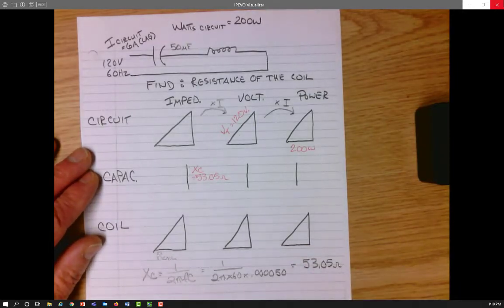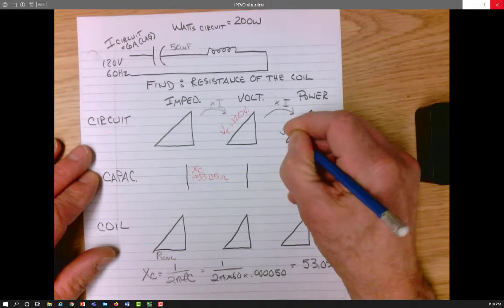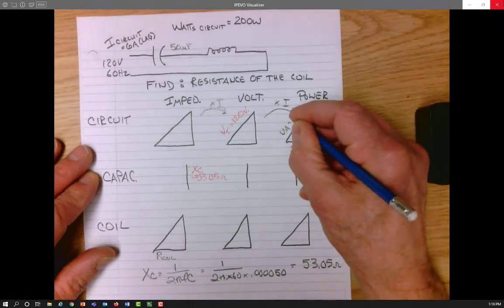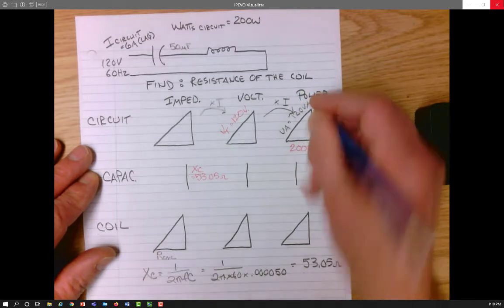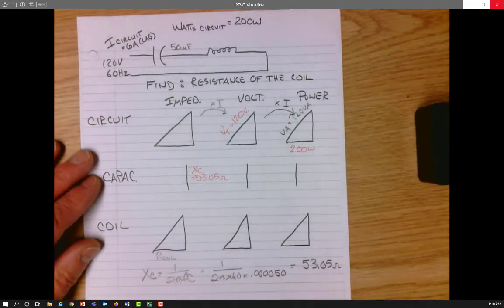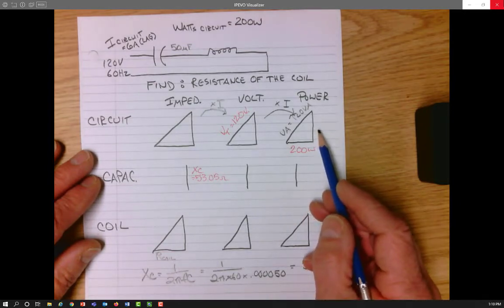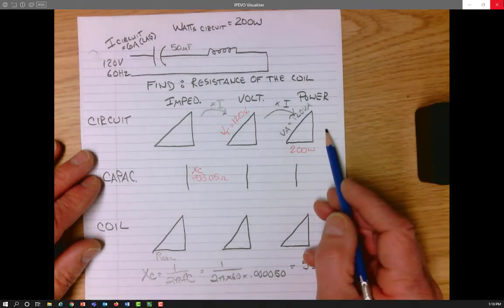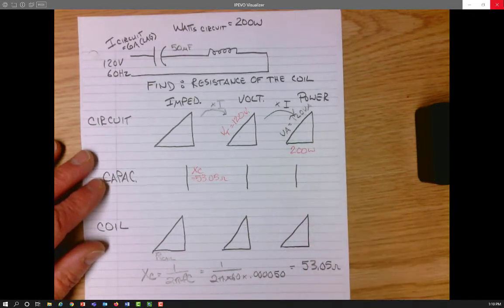120 times 6 is 720 VA. So that 720 VA is the total VA of the circuit. I could figure out the VARs of the circuit as well because I know the VA and the watts now. I just use Pythagoras' theorem.